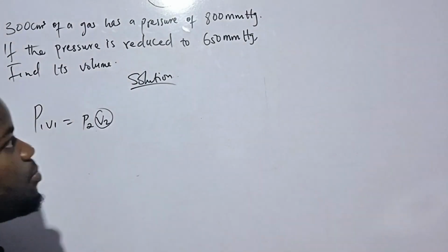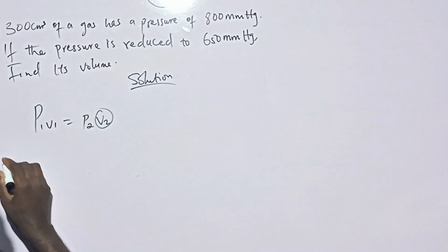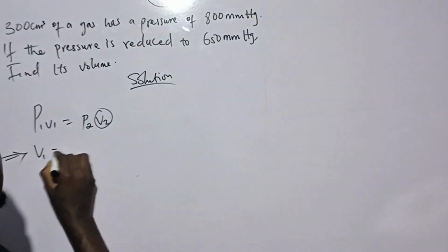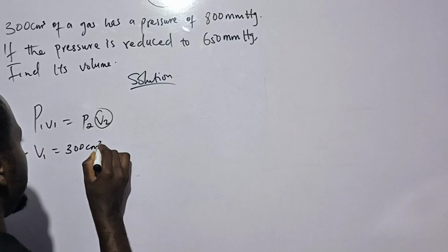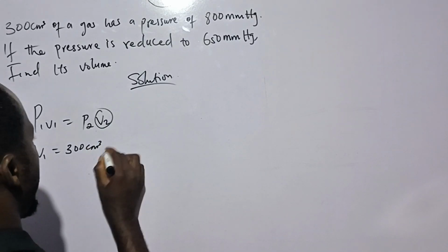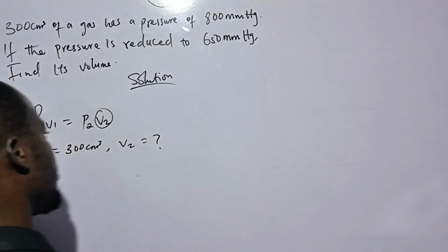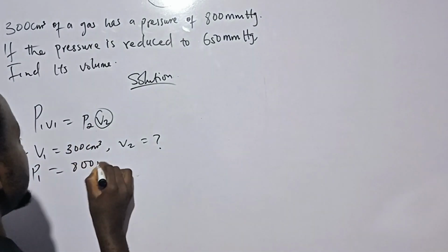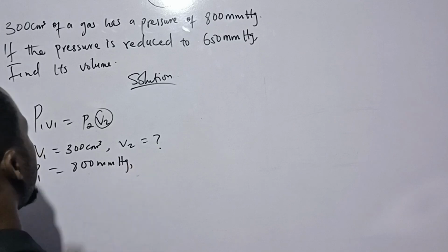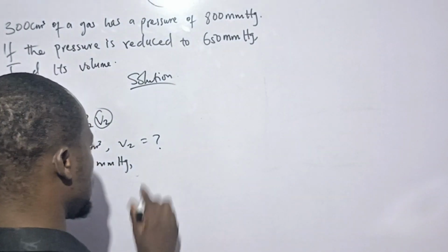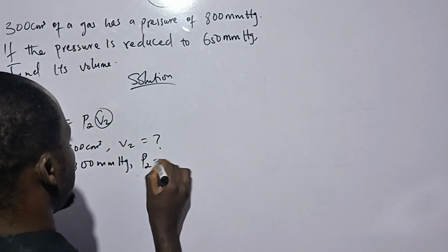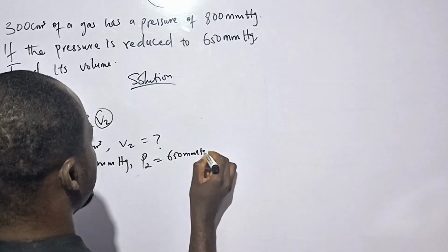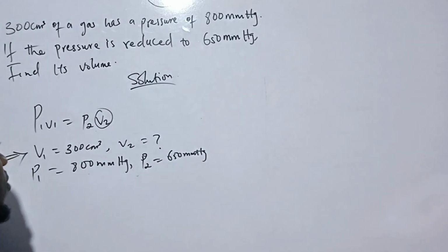So we list out the parameters given to us. The first parameter given to us here is the first volume. So V1 is 300 cm cubed, and then our V2 is not known. Our P1 given here is 800 millimeter mercury, and our P2 is given as 650 millimeter mercury, and we're asked to find the second volume.